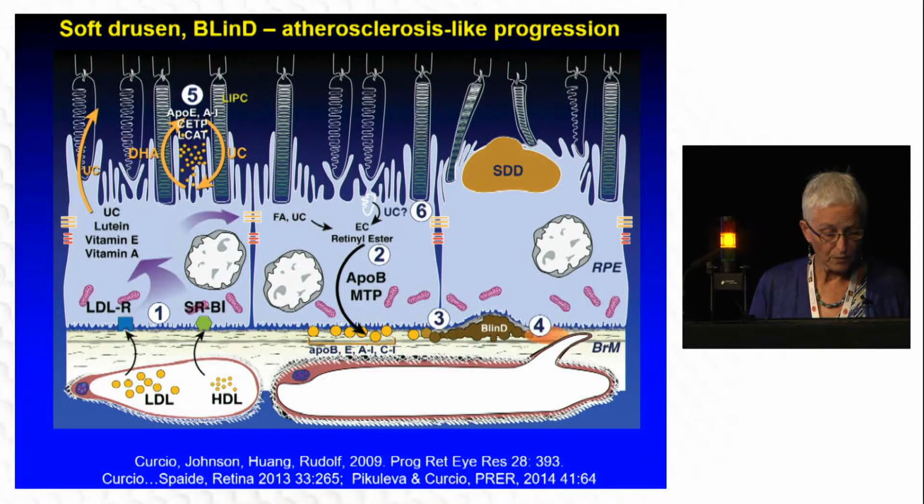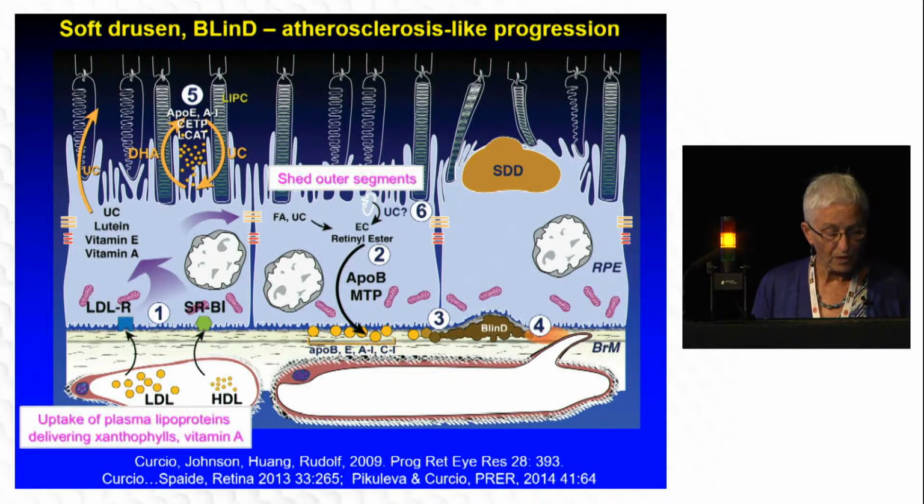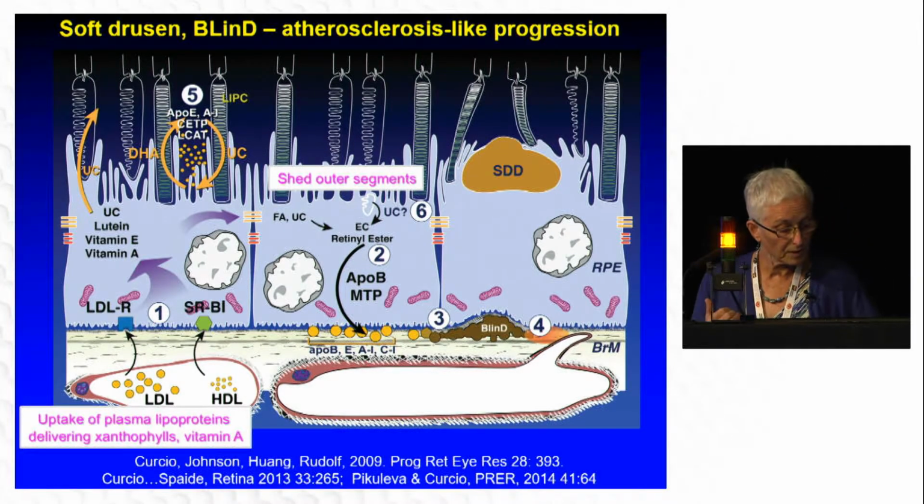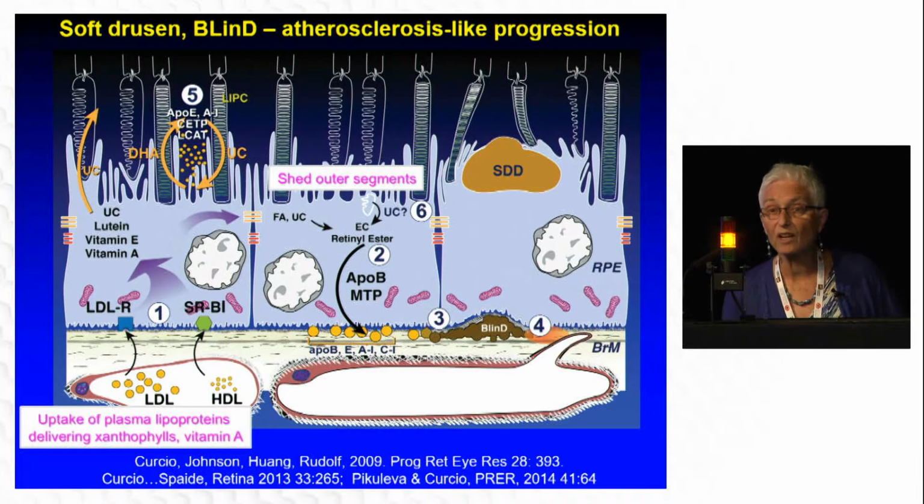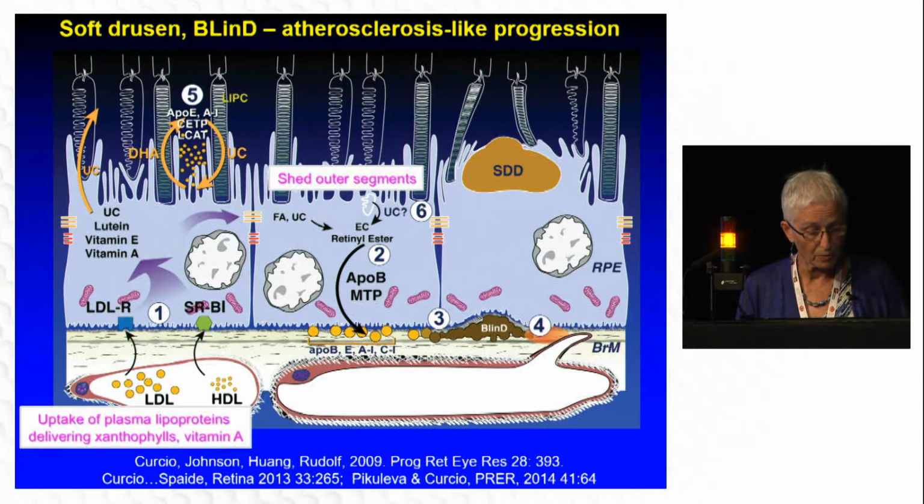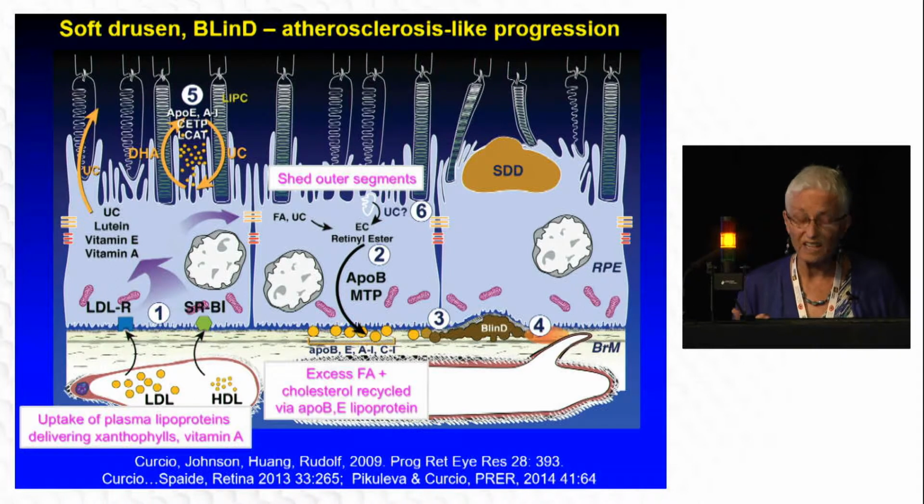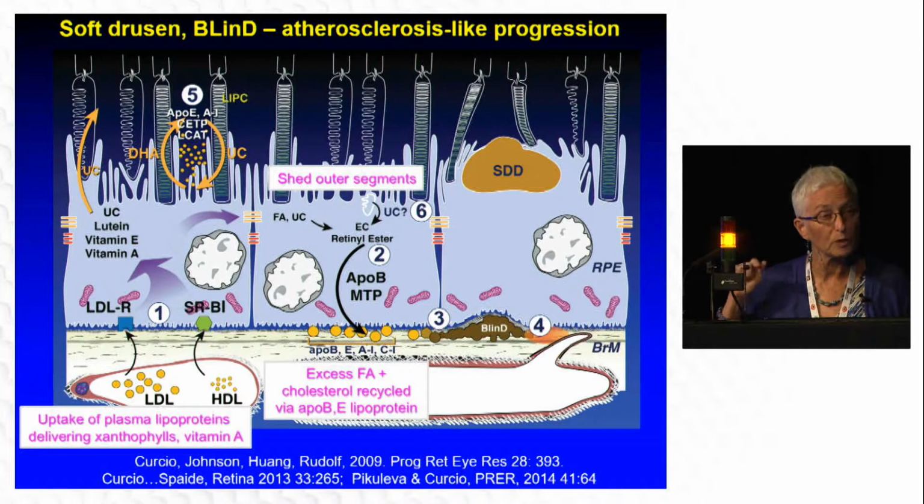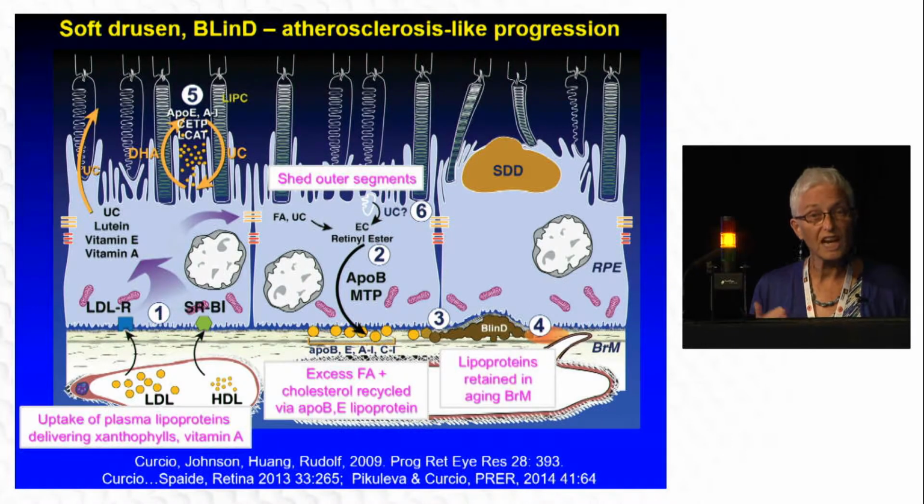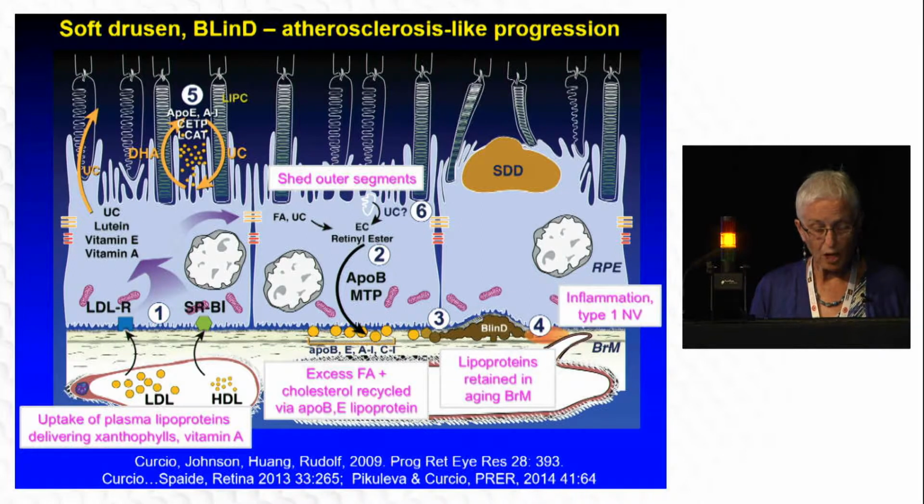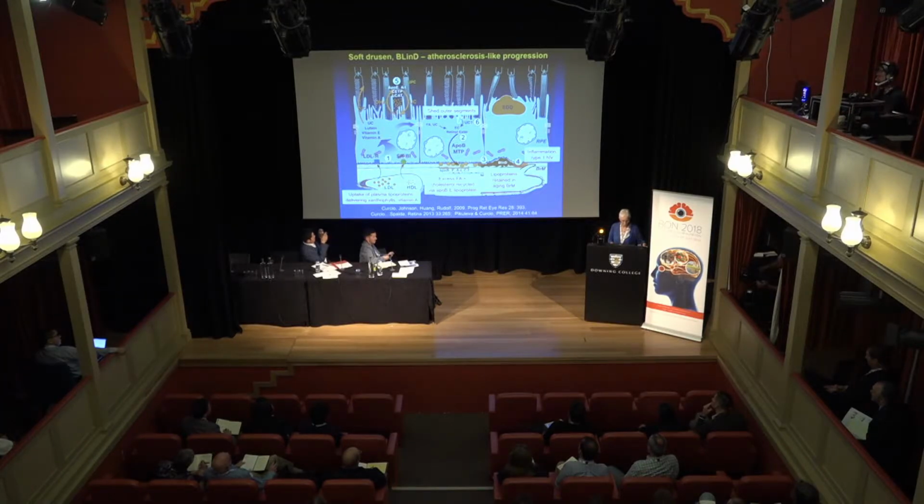So to summarize this model then, we believe that there's uptake of plasma lipoproteins delivering xanthophylls and vitamin A that comes in by the LDL receptor and scavenger receptor by the RPE, and it's combined with the lipids from shed outer segments, and the excess fatty acids and cholesterol are recycled via ApoB and E-containing lipoproteins out to Brooks membrane. It's retained in aging Brooks membrane, becomes pro-inflammatory, pro-angiogenic, and that's how you get type 1 neovascularization.